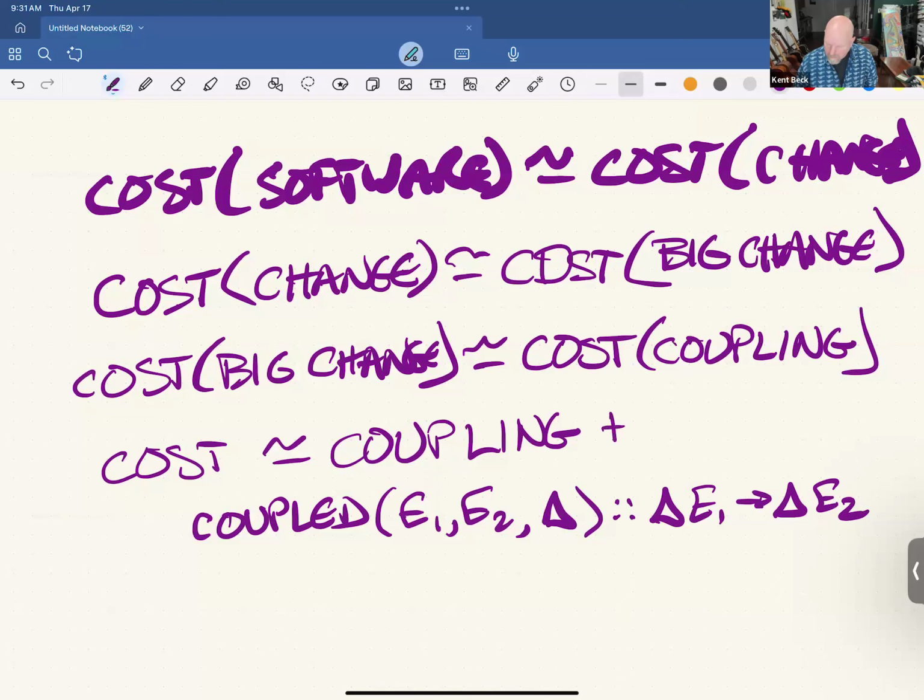So I'm going to add here another term to this cost, which is the cost of decoupling, which can be difficult, can require insight, can require inspiration, and is just a bunch of work. So what we want to do if we want to manage the cost is we need to look at the cost of the coupling and look at the cost of the decoupling.